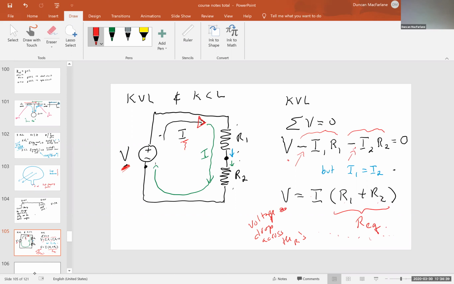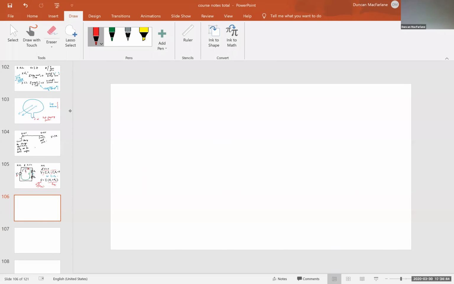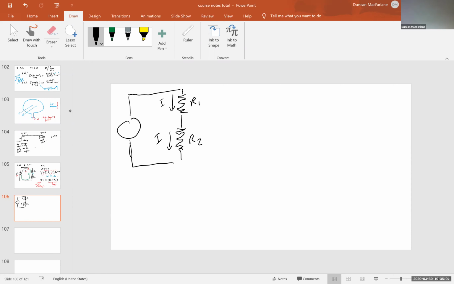So now what I'm going to do is look at this. I've got an I flowing in here, and I've got an I flowing in here, and I've got an R1 and an R2. And V1, the voltage drop across this resistor, is I times R1.